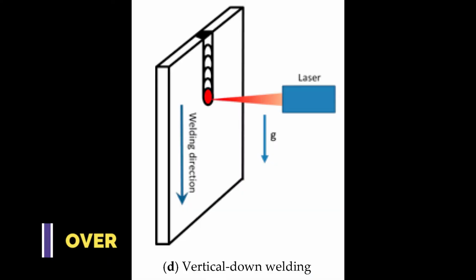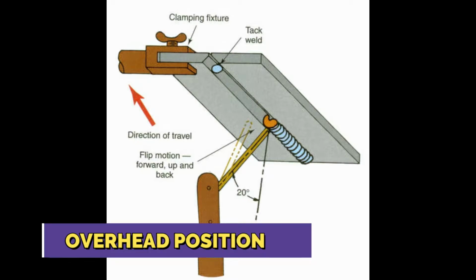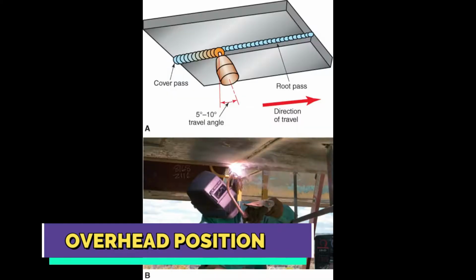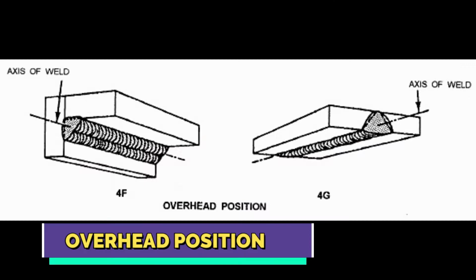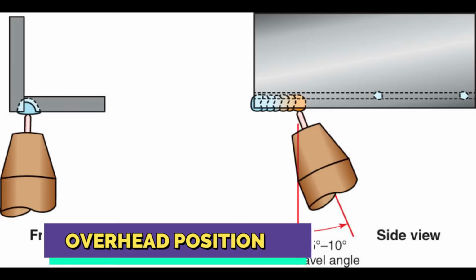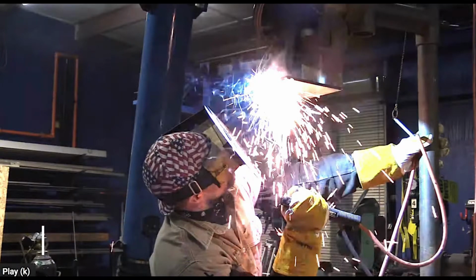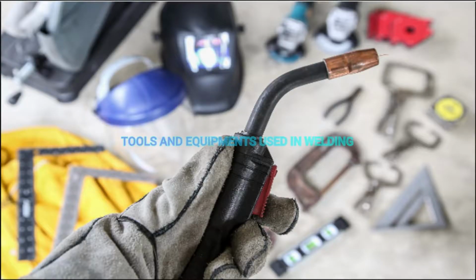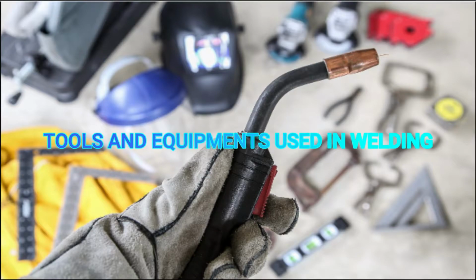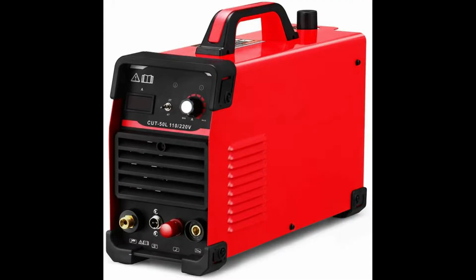The last one is overhead position. Welding is performed from the face and underside of the joint. It is also called uphand welding. This welding requires more skill and patience. Next, we are going to discuss some tools and equipments used in welding. First one, arc welding power source.